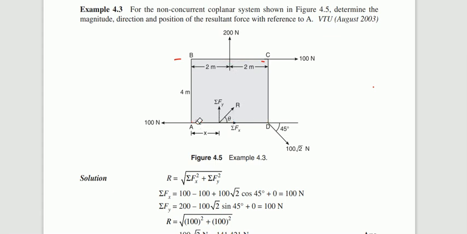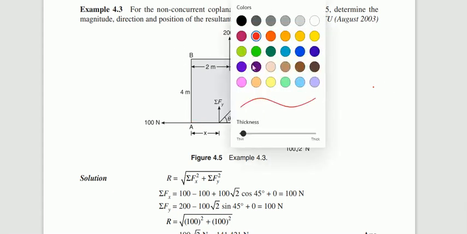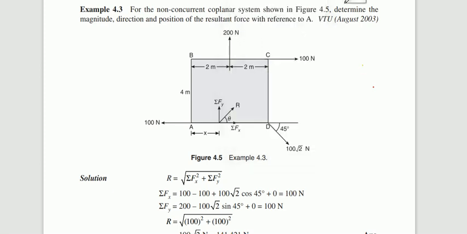So now let us discuss what the problem is here. It is given, for a non-concurrent coplanar system as shown in the figure. The figure will be given in the question paper itself. Determine, what do you need to determine? Magnitude, that is the magnitude of the resultant. Direction, that is theta of the resultant. And position, the d value, that is the x-intercept and y-intercept of the resultant force with respect to point A.